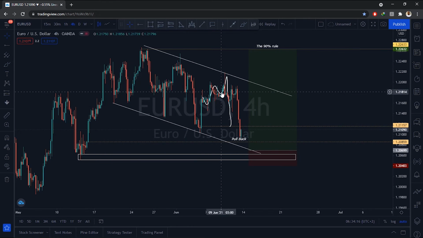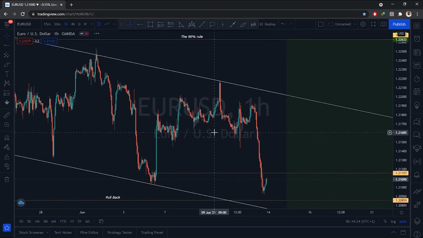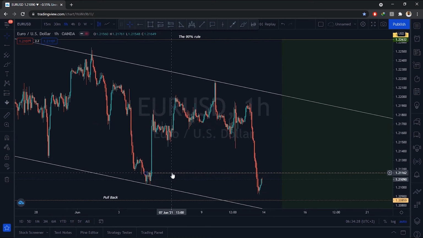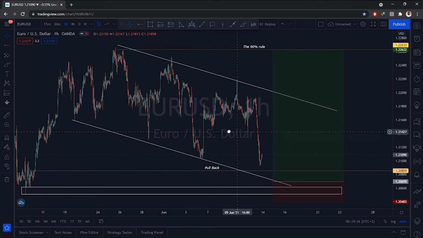Now, as you can see, what the market did was, let's just go to the 1 hour time frame. As you can see, the market approached that area impulsively, which then made us remove that buy limit there and look for the second one around the pullback areas.